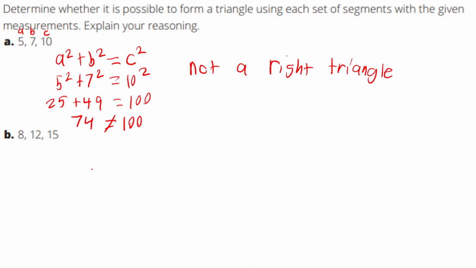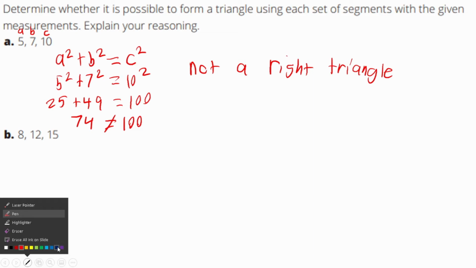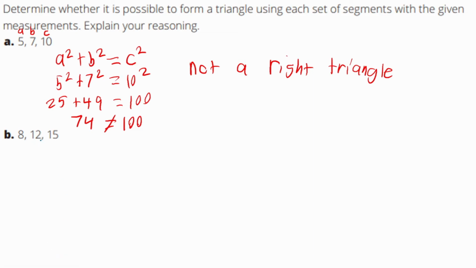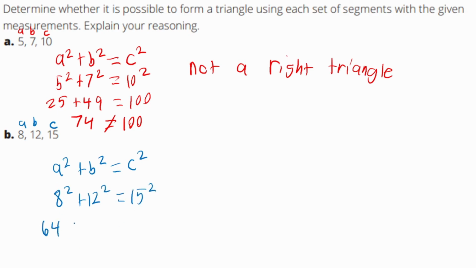There we go. Next up, let me change my color. 8, 12, and 15. Remember, Pythagorean theorem, a squared plus b squared equals c squared. C has to be the biggest number. A and b could be either of the other two. I just like putting them in order. We got 8 squared plus 12 squared equals 15 squared. 8 squared gives me 64 plus 12 squared.